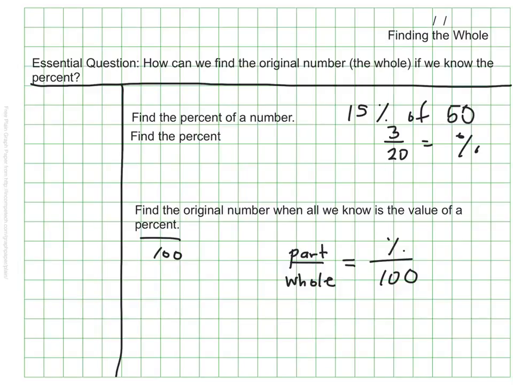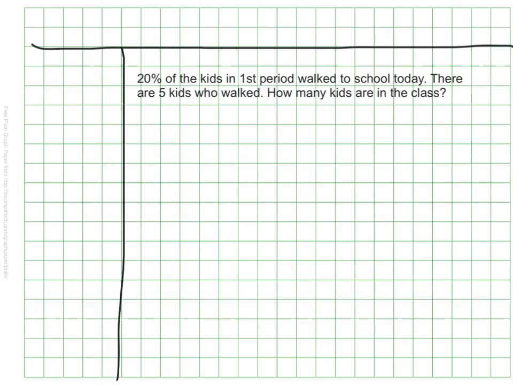So I'll show you an example of what I'm talking about when I'm saying that we know the value, but we don't know the original number. Take a look at this question. This is different from our previous work with percents. Think about what we know. What we know already is the percent. We know that if 100 kids were in the class, 20 would have walked. But we also know that in the real life data, there are only 5 kids who actually walked. But what we don't know is how many kids there are to start with. We don't know the whole. We know the part, we know the percent, but we don't know the whole.